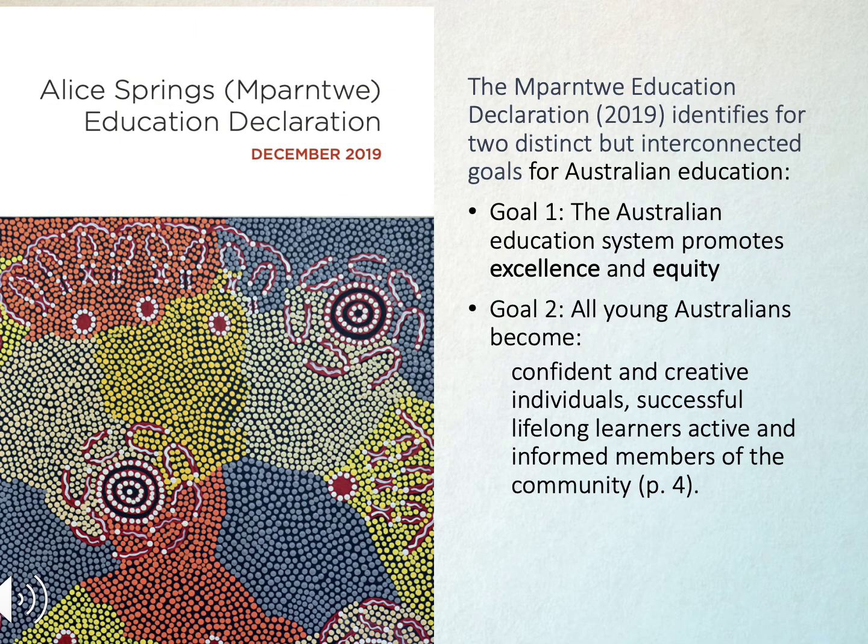Goal 1 of the Mbantua Declaration states, the Australian education system promotes excellence and equity. Equity means giving everyone what they need in order to be successful. In Australia, we have reframed equity to mean all students are expected to reach a year-level standard, and thus equity is measured by the National Assessment Program in Literacy, or NAPLAN.